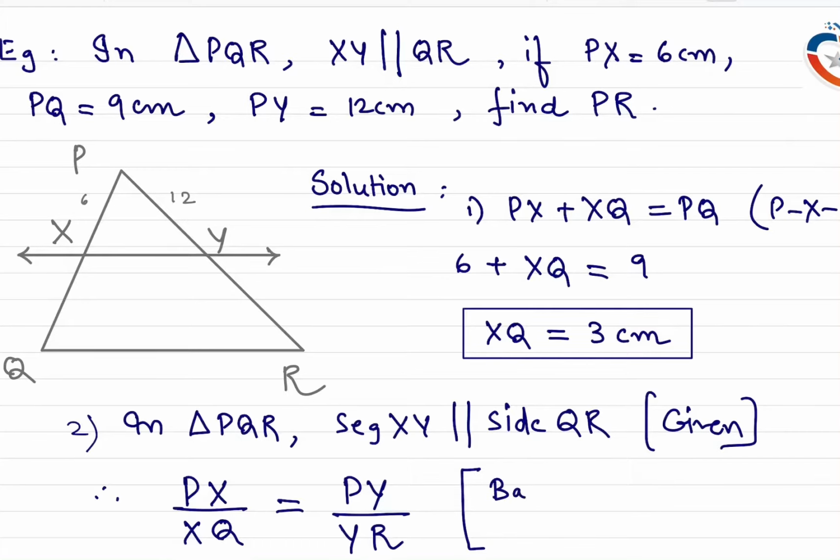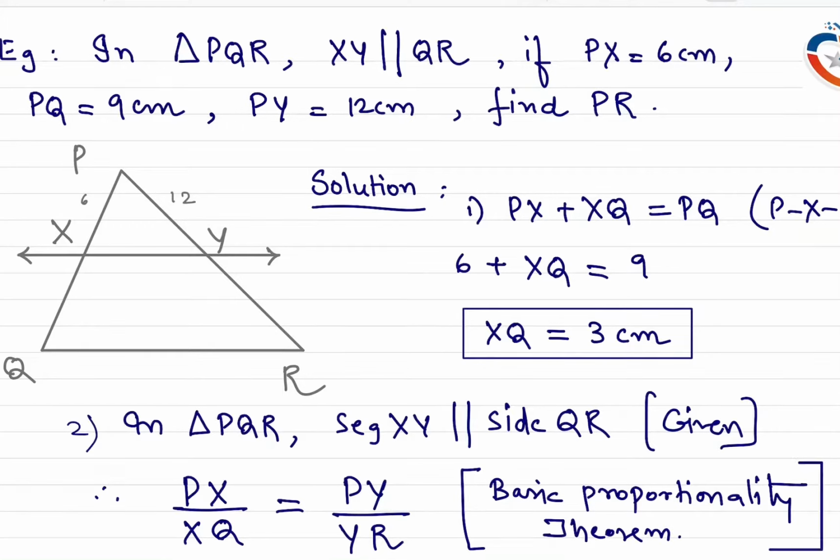Okay. So the reason is basic proportionality theorem. Clear? So it's basic proportionality theorem. Now put the values there. So PX is 6, XQ is 3. So we get 6 upon 3.